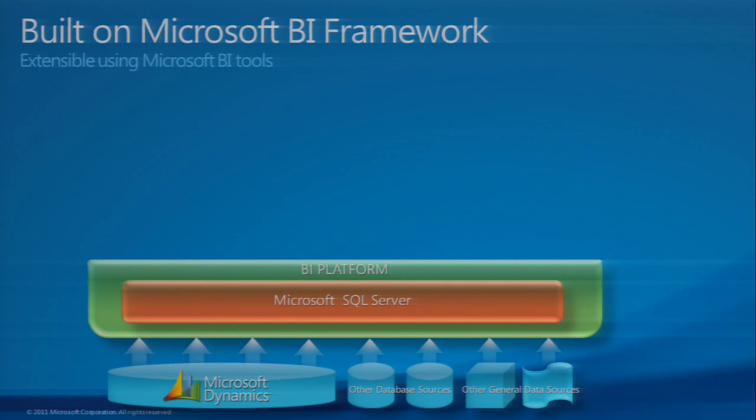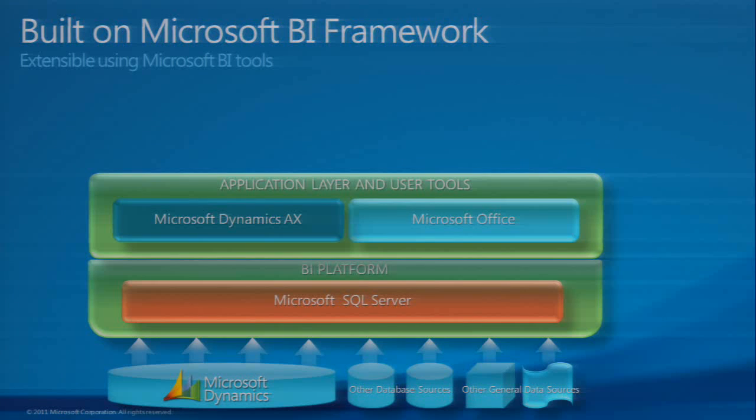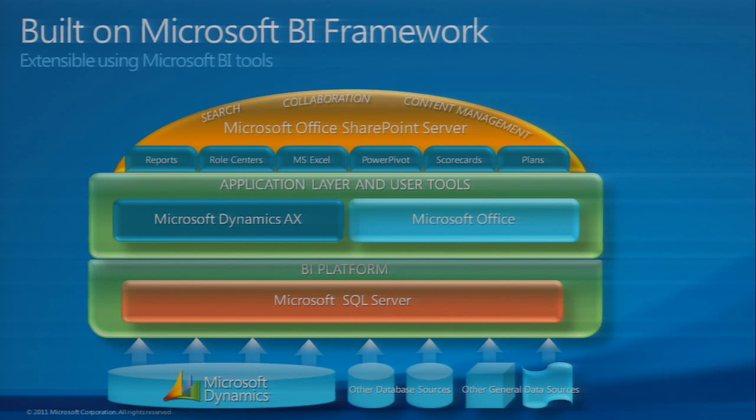So this is a typical BI architecture. Of course, Dynamics AX is a source to the BI content. And you have the BI platform based on the Microsoft SQL Server technology. And of course, you have the application layer on top of that. In fact, the BI content that comes with it is built on the SQL Server framework. And in this case, the application layer includes Dynamics AX 2012, the core application, because that's the biggest consumer of the BI content, plus also other tools.